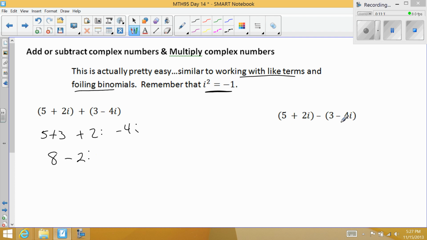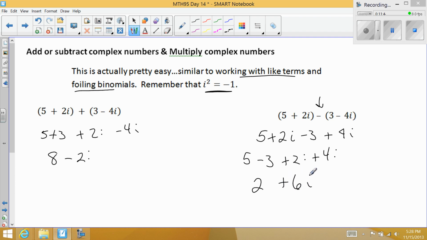Subtracting is the same sort of thing. We're just combining like numbers. We always have to be a little extra careful with the subtraction, so let's distribute that through first: 5 plus 2i, subtract 3 plus 4i. Then we can combine our like terms. The 5 and subtract 3 are both real numbers, 2i is an imaginary number, and 4i is an imaginary number. Combining gives 2 plus 6i. Not so bad, is it?